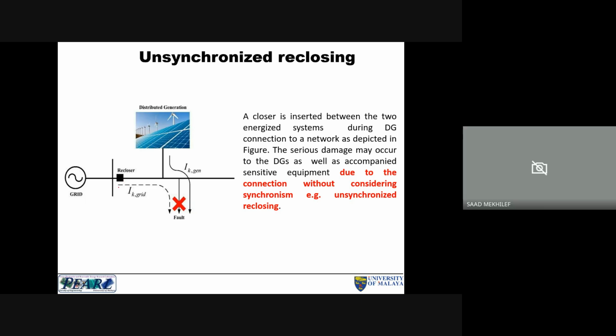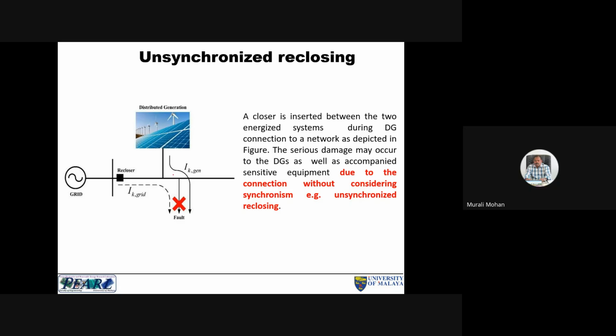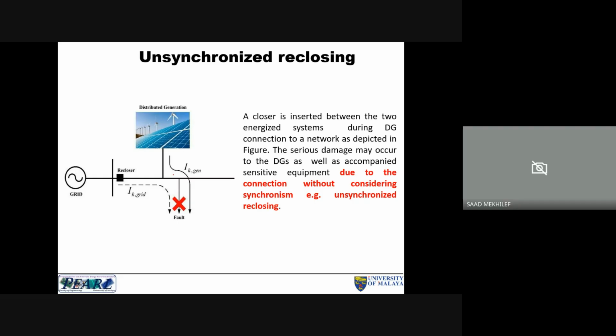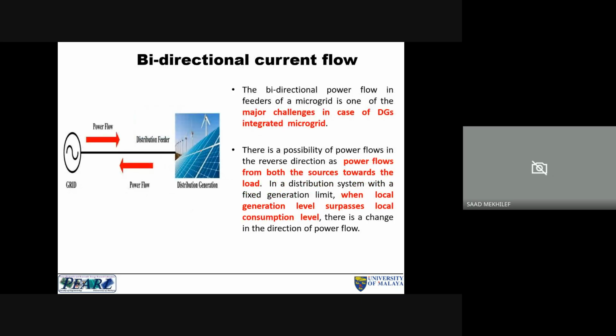The unsynchronized reclosures: this is another issue when we want to reconnect to the grid. When we want to reconnect, the closure is not synchronized, and connection without considering synchronization will lead to faults, because maybe the microgrid was operating isolated, not connected to the grid, and then reconnects back to the grid. During that reconnection, if it is not synchronized, that can lead to these issues.